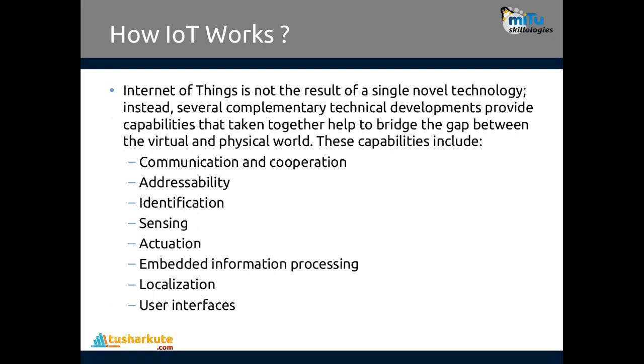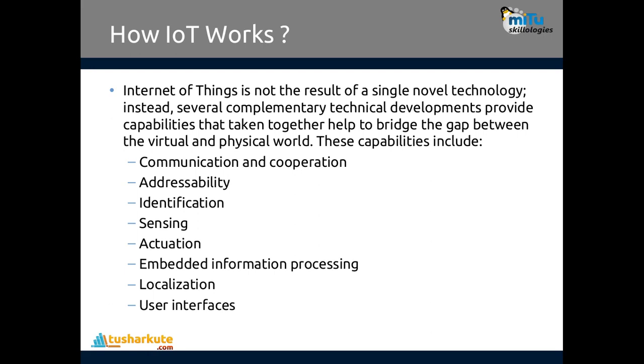Action can be given in any form, like starting an electrical appliance, or showing a light, or generating some buzzer sound. Any output that the IoT performs is actuation. Then embedded information processing. In this we are going to make use of some systems like cloud computing.